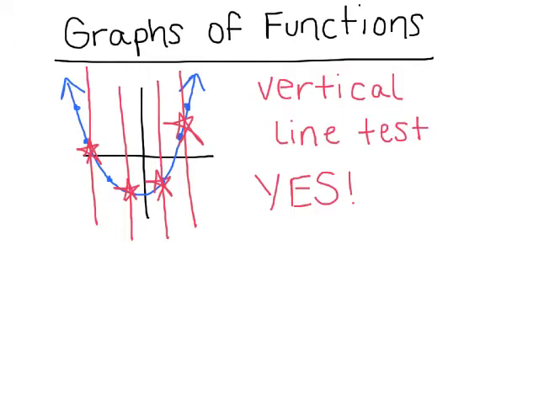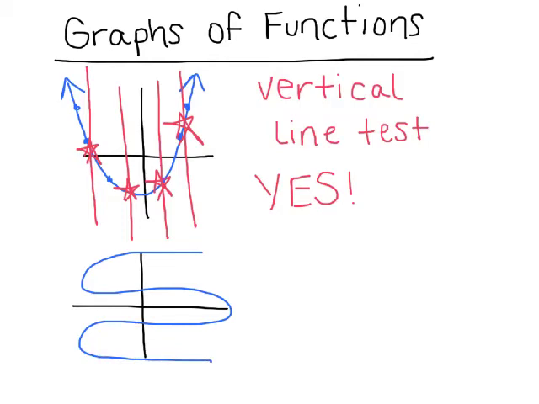Okay? On the contrary, if I had a graph that looked something like this, and I drew a vertical line, just that one vertical line, I'm hitting 1, 2, 3, 4 places. That means that whatever that x value is there, that x value is paired up with 4 different y coordinates. So that would not be a function. Okay, that's the essentials of the vertical line test.